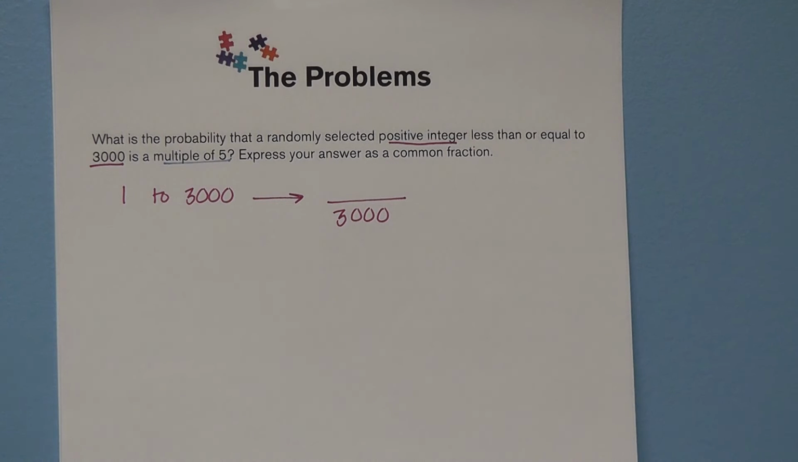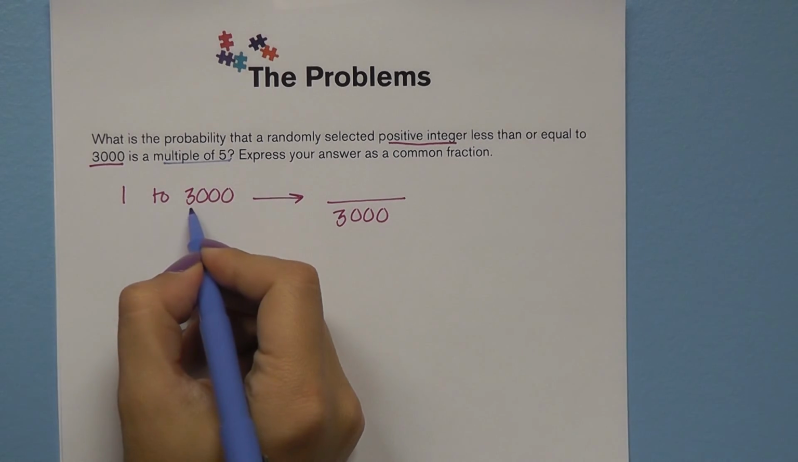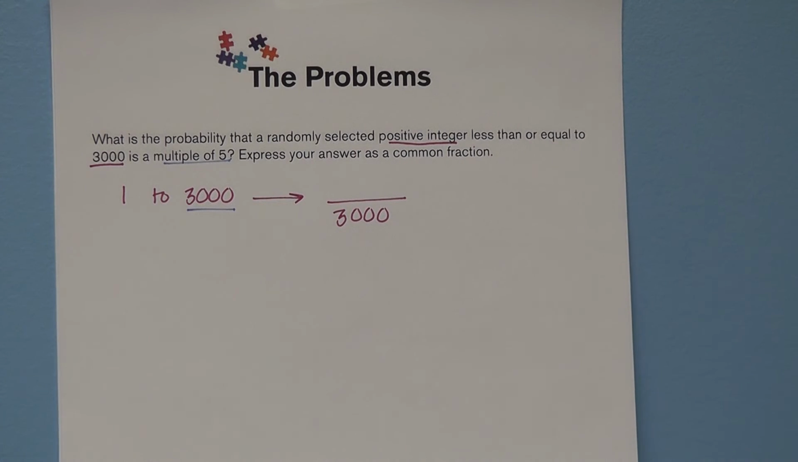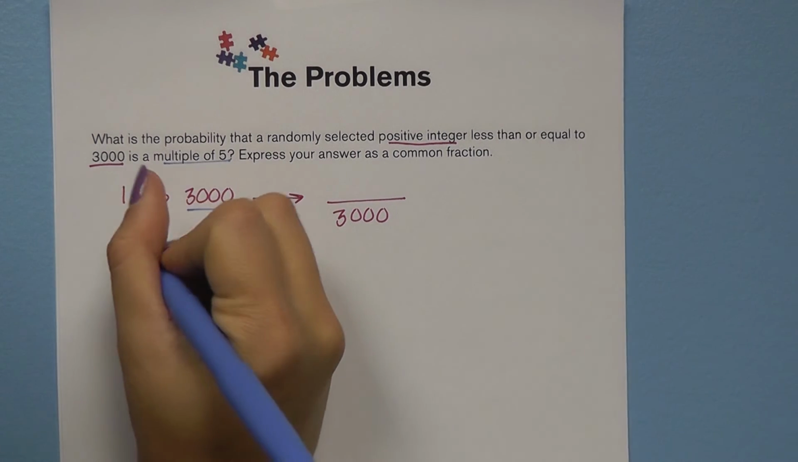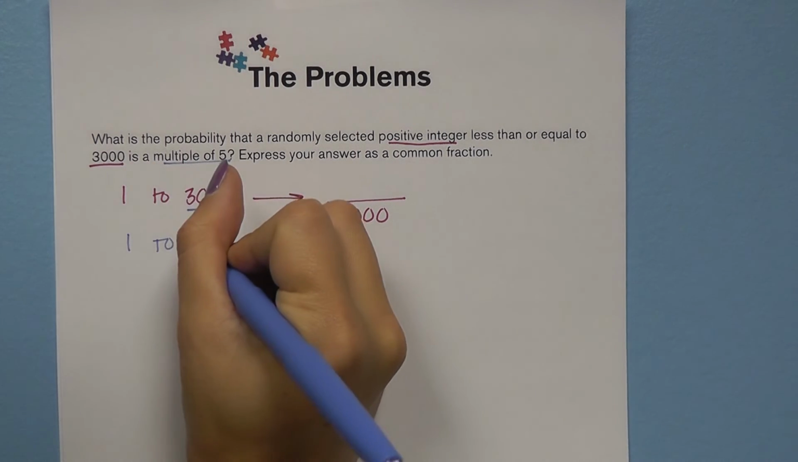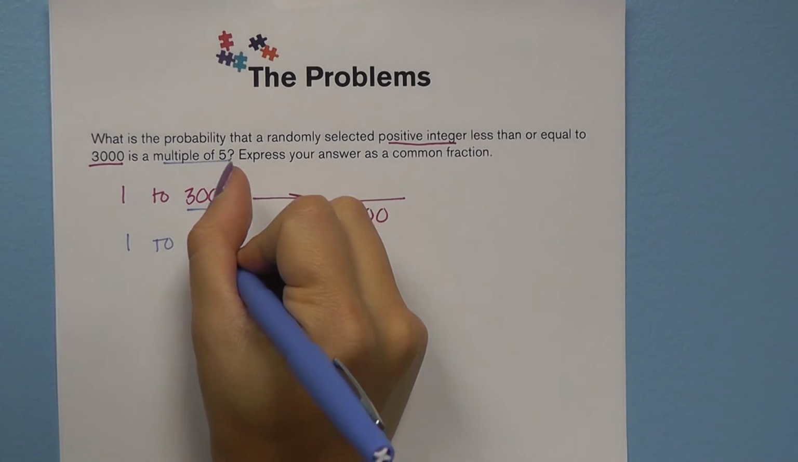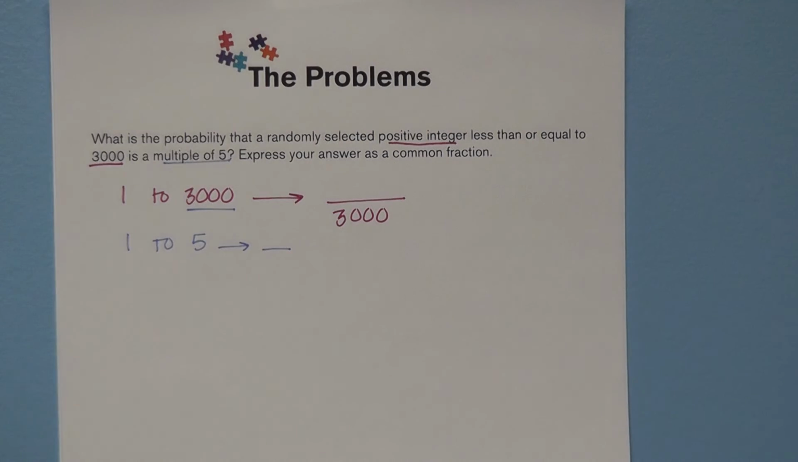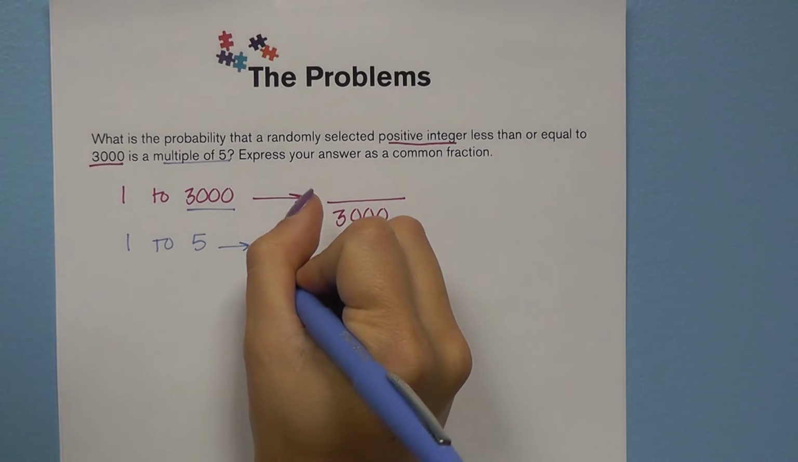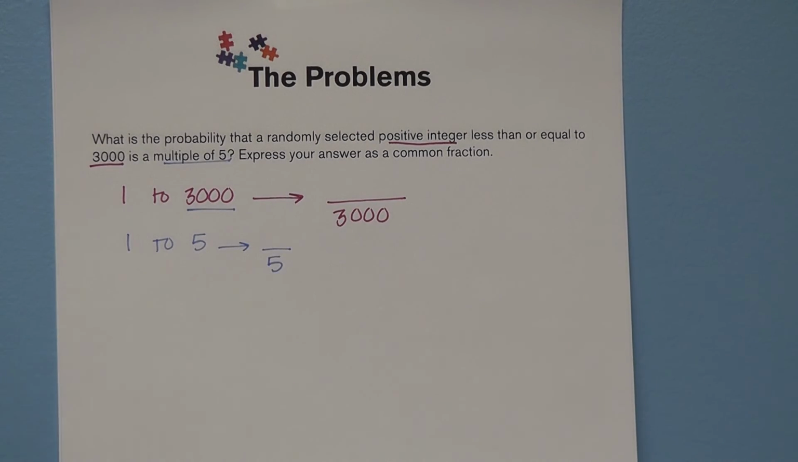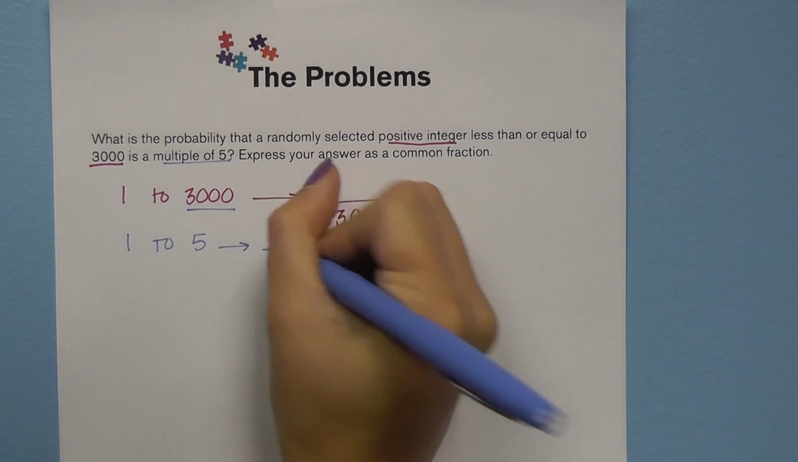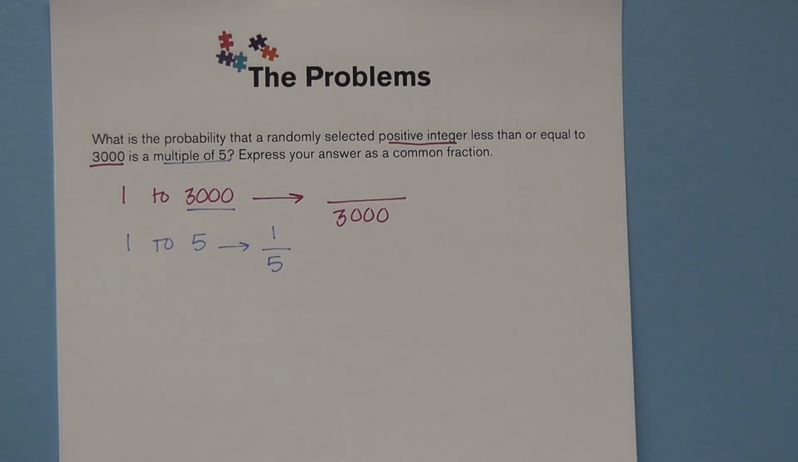There's more than one way to do this, but I'm going to look at smaller chunks of 3,000, because if you notice, 3,000 itself is a multiple of 5. So let's look at just the numbers 1 to 5 to start, just to see if we can develop a pattern here. If we look at 1 to 5 and we set up that same ratio, looking at multiples of 5, total outcomes are going to be 5, and there's only one multiple of 5 in there. That's 5 itself. Okay, so 1/5.